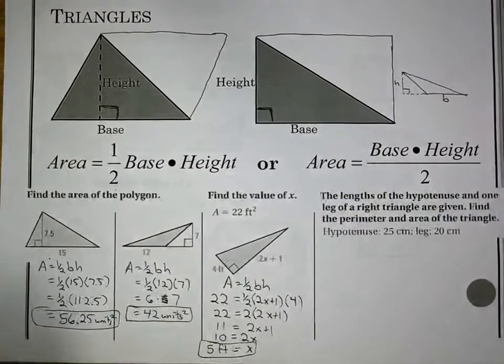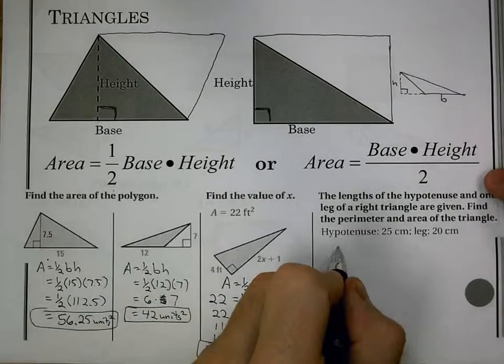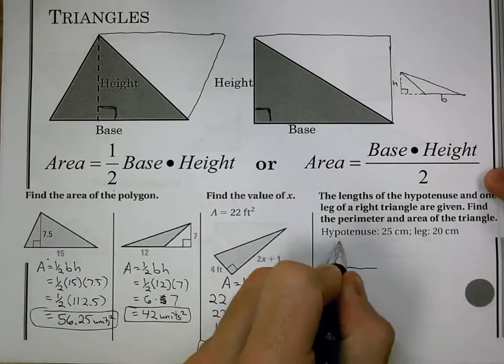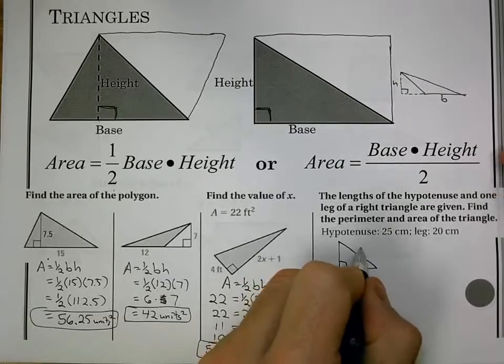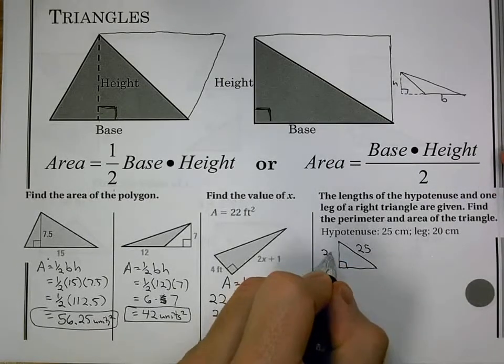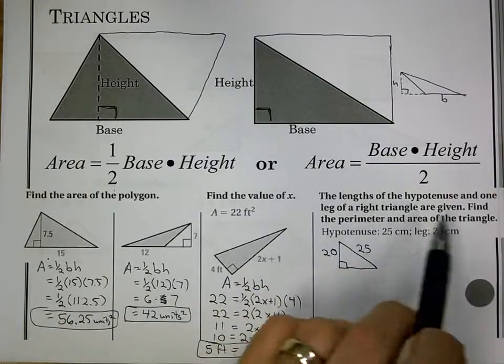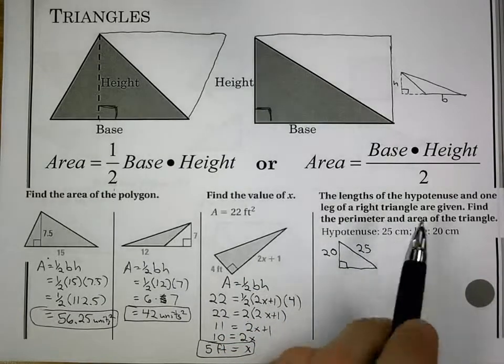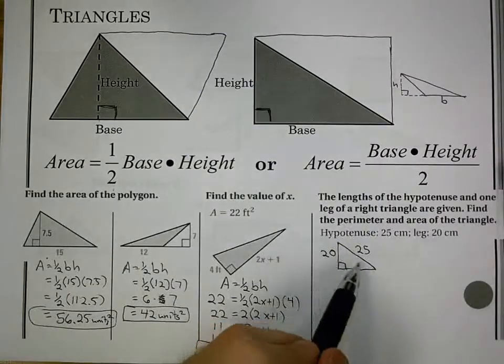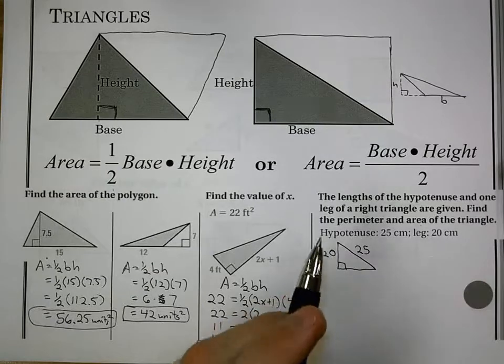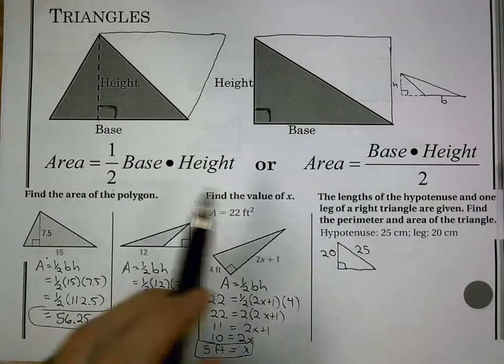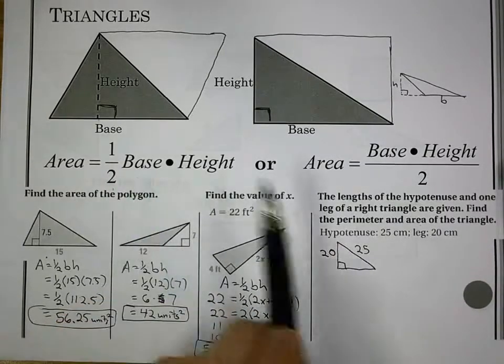Okay, last one we have here, they give us a problem, but we have to draw the diagram to go with it. So get in the habit of that. If they don't give you a diagram, you draw one. They tell us the hypotenuse is 25, a leg is 20. We need to find the perimeter and the area. Now, for perimeter, I would add up all the sides. I can't do that. I don't know all the sides. For area, it's 1/2 base times height.